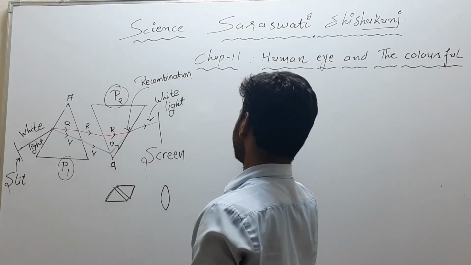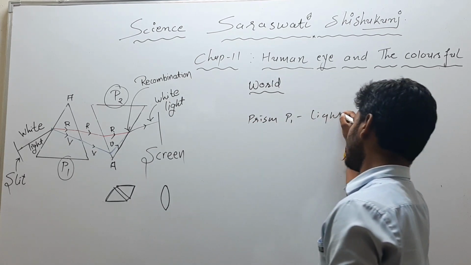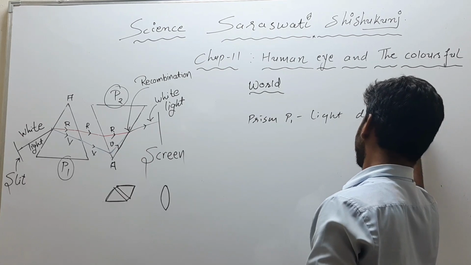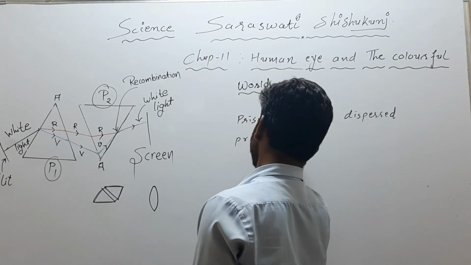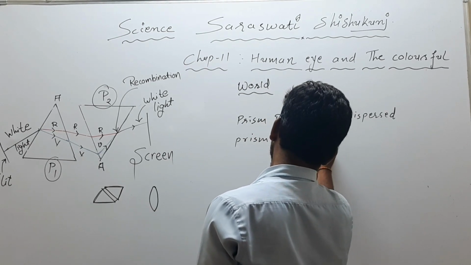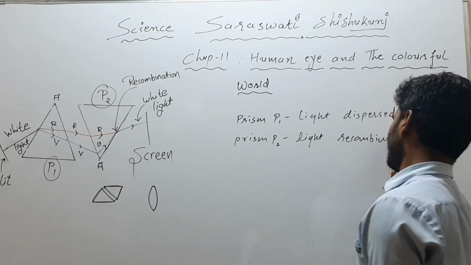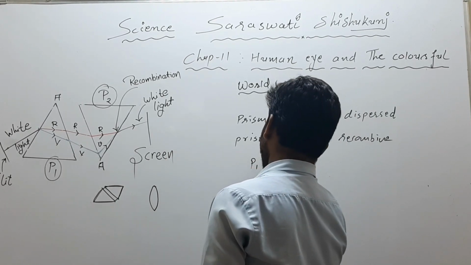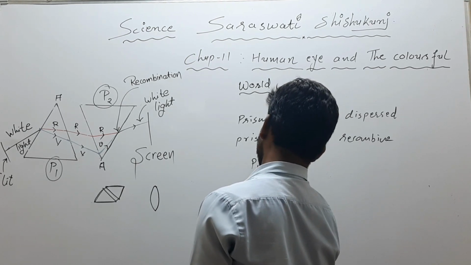By prism P1, light will get dispersed, and by prism P2, light will get recombined. This is for prism P1 and for prism P2.